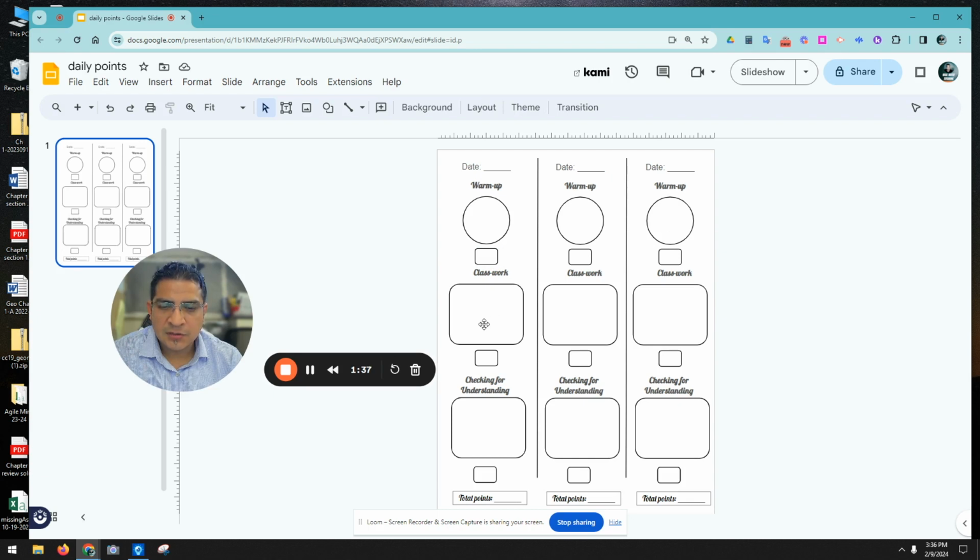Here will be the classwork, that's 10 points. And then I'll put adjustments here based on whether the students did the classwork or not, and then this will be checking for understanding. For checking for understanding, it could be classwork or homework that you went over. So 25 points per day. Let me show you how I can use this.